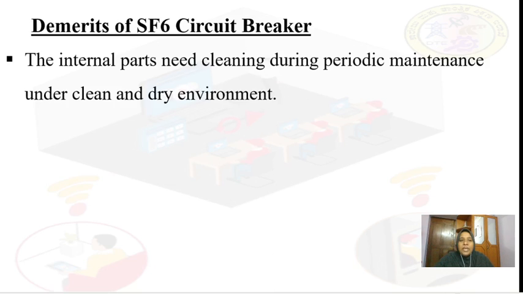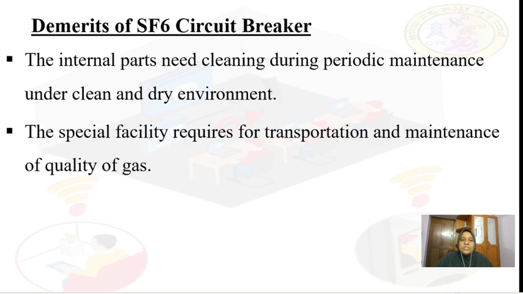Then further, we have the internal parts need cleaning during periodic maintenance under clean and dry environment. So when you take up the maintenance program of the SF6 circuit breaker, you cannot just take it up anywhere. The place where you are taking up the maintenance should be clean and dry. Why? Because you should not allow the moisture to enter into the circuit breaker. That is the reason you have to maintain a clean and dry environment during periodic maintenance.